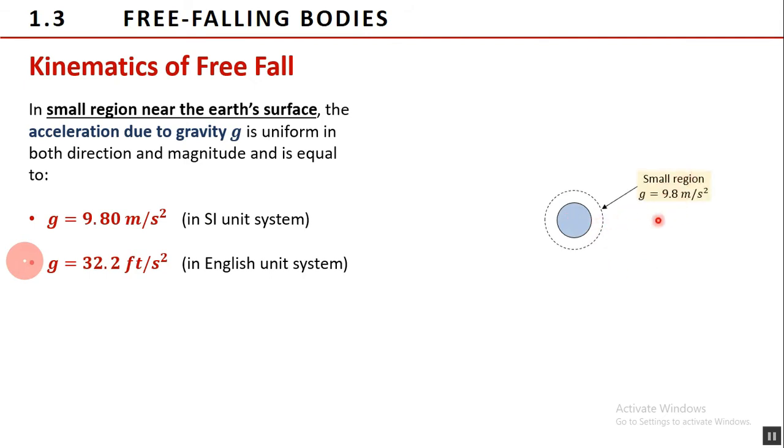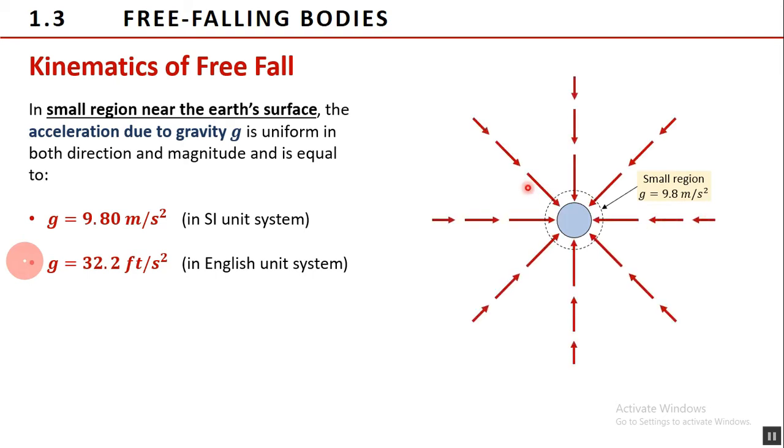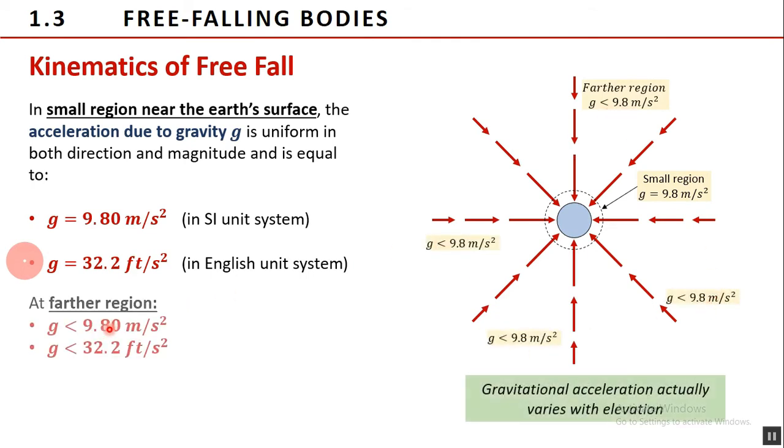We will follow the third assumption of Galileo. However, if we take a look at larger and farther regions, the magnitude decreases with increasing elevation. So at farther regions the gravitational acceleration is less than 9.8 meters per second squared.